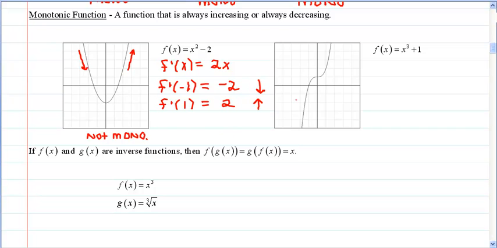Whereas in the second graph, we can look at this and see that it is always increasing. So when we find the first derivative, that should confirm the graph. And we get 3x squared. So x squared, whether we substitute a negative value in for x, or a positive value in for x, or a fraction or a decimal, it will always give us a positive answer. So our first derivative is always positive, our graph is always increasing, so therefore it's monotonic.